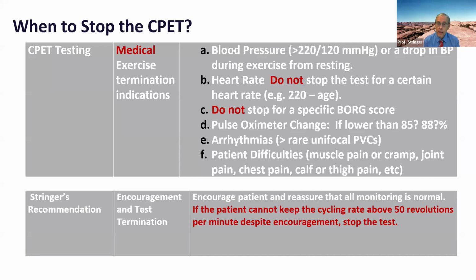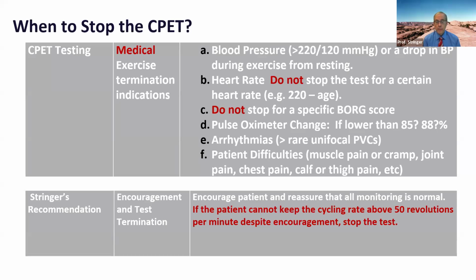On arrhythmias, rare unifocal PVCs not increasing in number are not worrisome, but doublets, triplets, obviously VTAC, the more complex arrhythmias are the ones that you'd want to stop the test for. You want to actually document those and have a continuous running EKG so you can show those to other people if there are complex arrhythmias during exercise. It's not all that common, but it does happen.